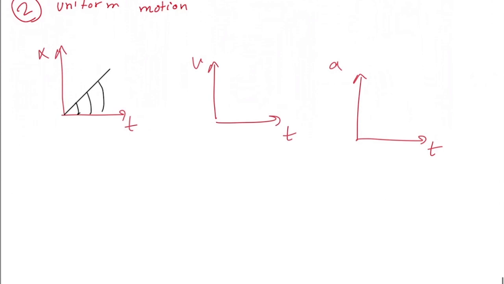In the vt graph, we have a horizontal line parallel to the t-axis. And for at, again, because we have a uniform motion, we have no acceleration, we have a horizontal line on the t-axis.